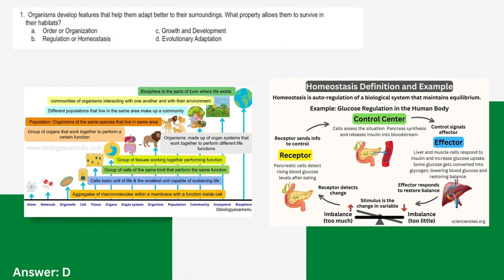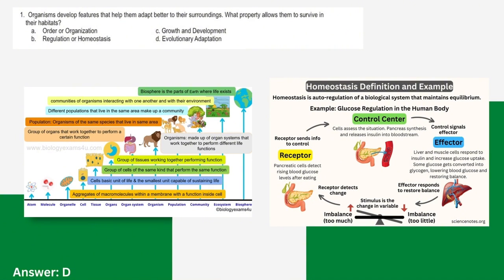Okay? The correct answer for this one is evolutionary adaptation. Why is it the correct answer? Populations change over generations, so traits that improve survival become common. So that's why that's the correct answer. What are the keywords from the question? Some of the keywords would be organisms develop features that adapt to their surroundings and survive. So when we're adapting and surviving, that talks about evolutionary adaptation.